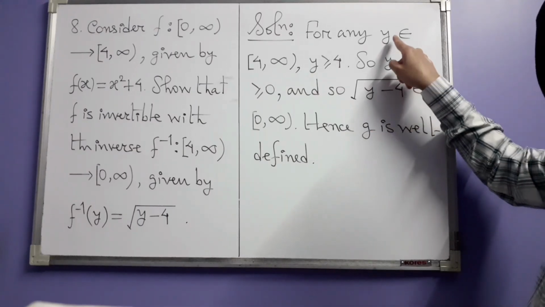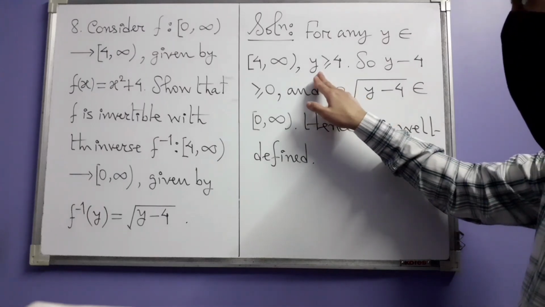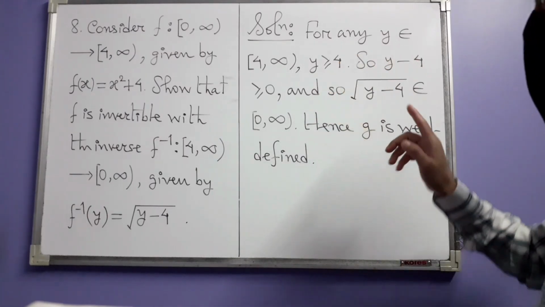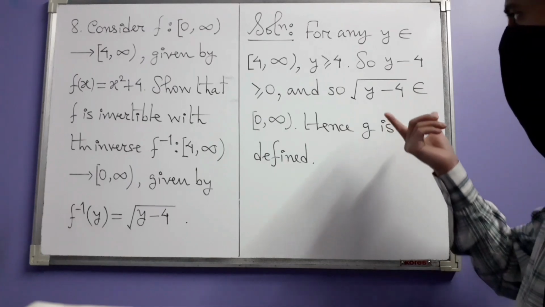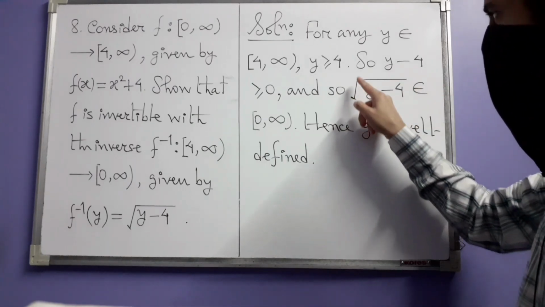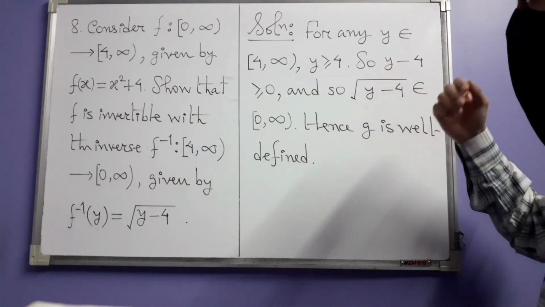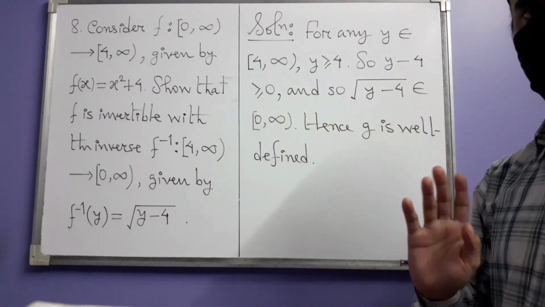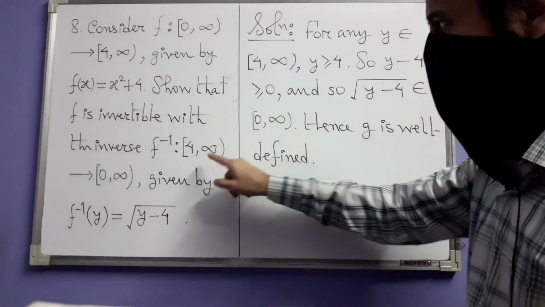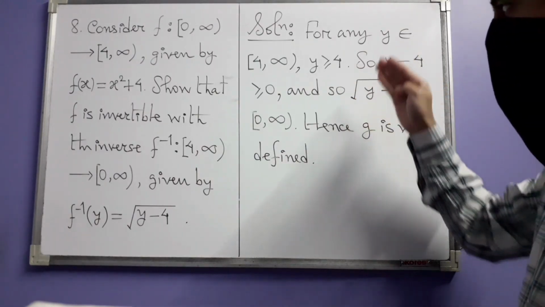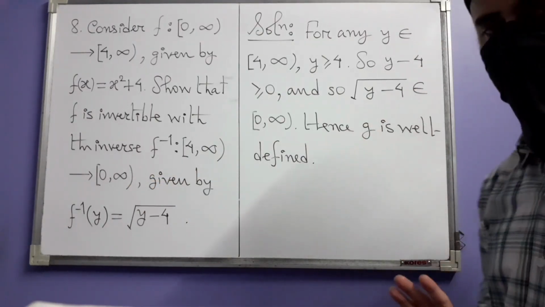So what you do for that, you take any point in the domain of g, 4, infinity. What does that mean? It means that y is a real number which is greater than or equal to 4, and that is why y minus 4 is greater than or equal to 0. Y minus 4 is a non-negative real number, and you know that non-negative real numbers have non-negative square roots which are also non-negative real numbers, and that is why not only is this square root a real number, it is itself greater than or equal to 0, or in other words, it belongs to this interval. So for any point in the domain, the function g maps that onto a unique point in the codomain, and that is why g is well defined.